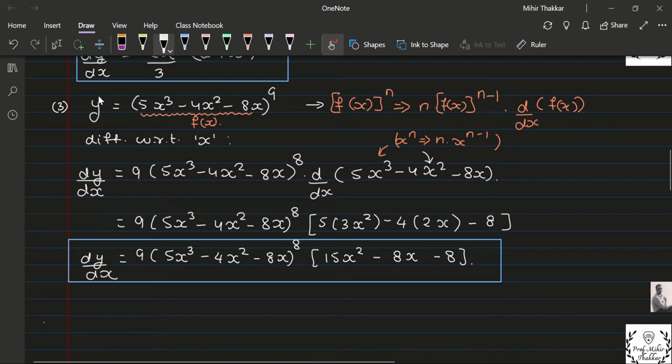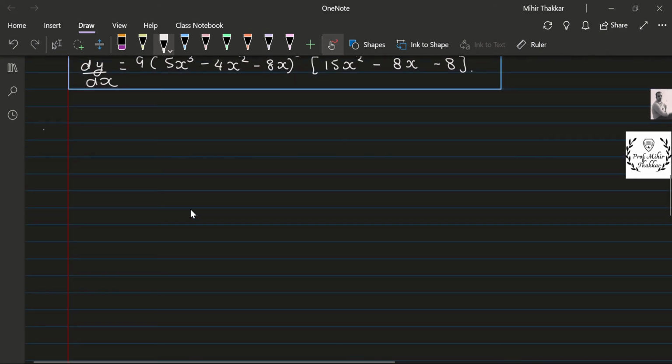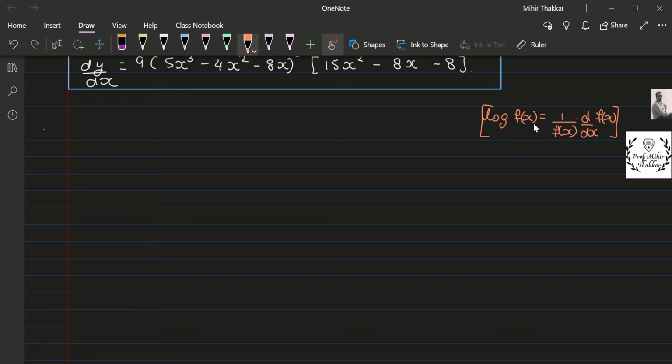Now we'll go to question number 2, where the questions over there are based on the formula for log f(x). The first question was based on f(x) raised to n. Now the second question is based on log f(x). You know the formula for log f(x)? It is 1 upon f(x) into derivative of f(x). So let us understand how to apply this formula in our examples.